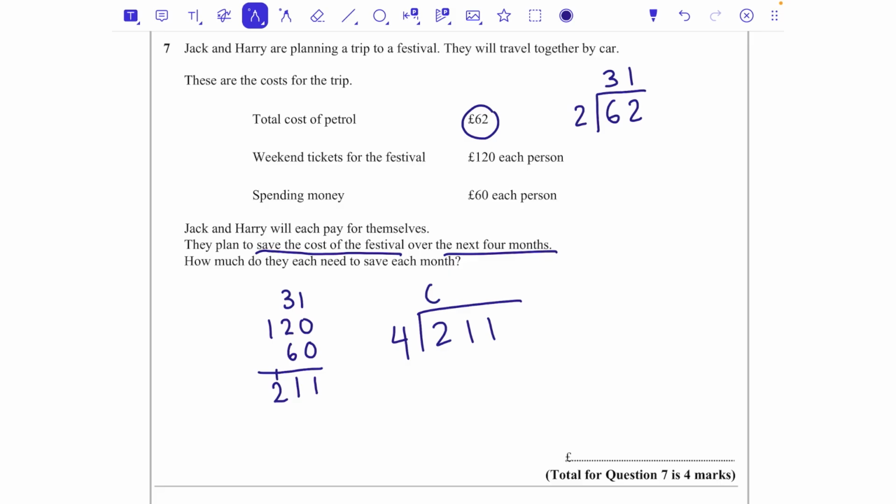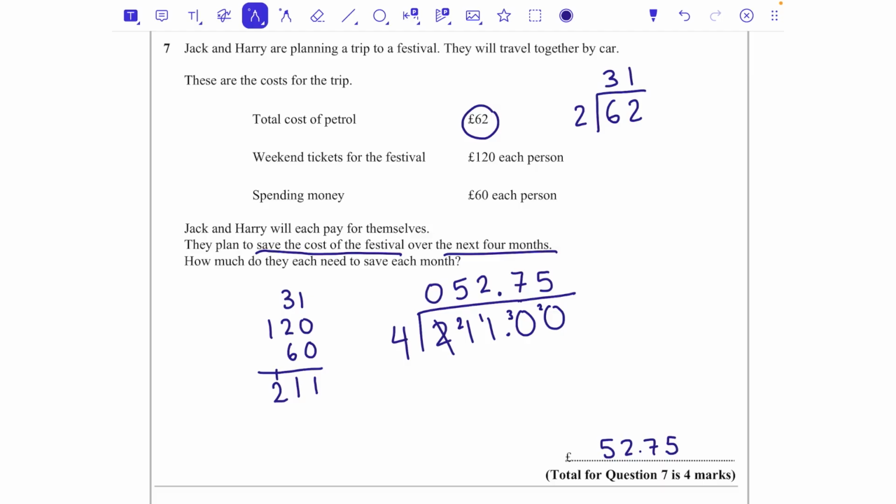4 into 2 doesn't go. So we're going to carry that 2 over. 4 into 21 goes 5 times, remainder 1. 4 into 11 goes twice, remainder 3. And I've got nowhere to carry that 3 onto, so I'm going to put 0 here and put 3 here. 4 into 30 goes 7 times, that's 28. And then I've got 2 left over. Again, I need something to carry that onto, so that is going to be 5 there. So they need to put aside £52.75 each over the next 4 months. If we multiply that by 4, you would get the total amount.